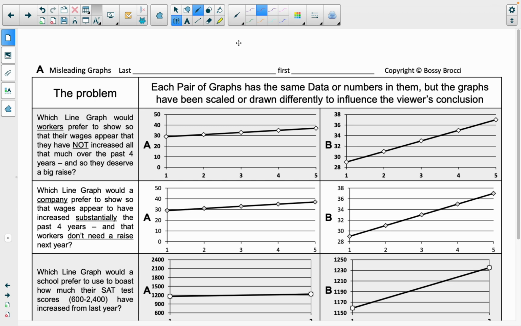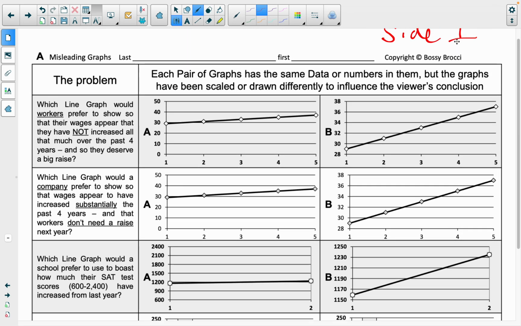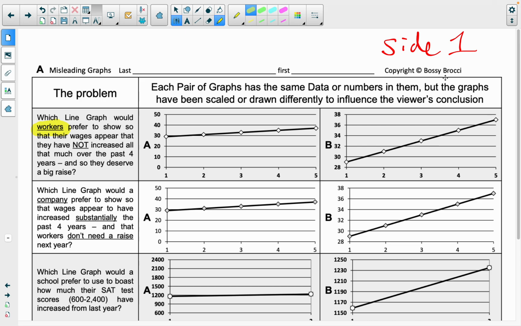And if you'll put your name on this and make sure that you write side 1, and make sure that side 1 is the one that is talking about, well, it's the graph that looks like this, where they're talking about workers. So look for that word so that you have it in the correct side, and mark side 1, because when you come to grade, you'll get confused if you don't have it marked.